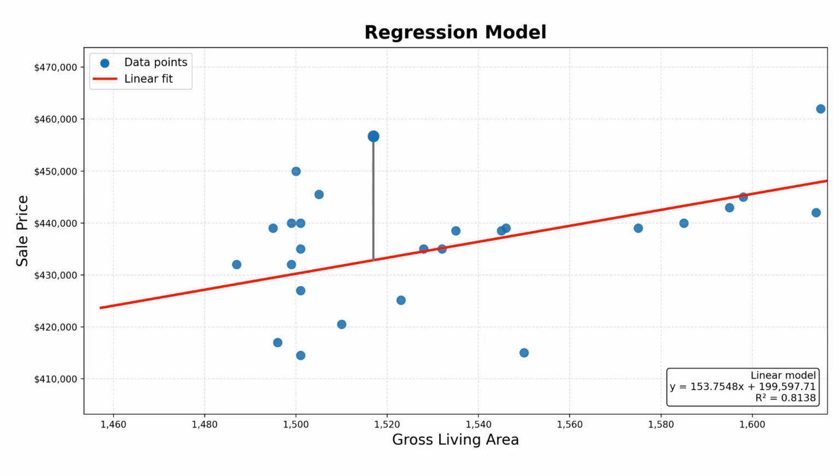This is where R squared becomes meaningful. R squared tells us how much of the overall price variation is being explained by this variable and how much remains unexplained. That unexplained portion isn't an error, it's information.